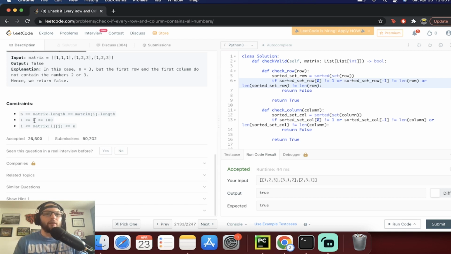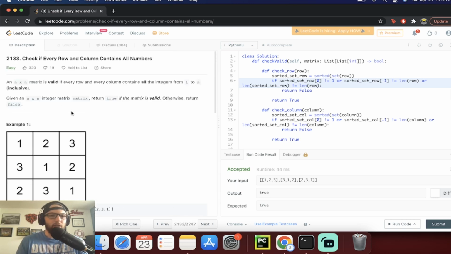So n is going to be equal to 1 or 100, and so on and so forth goes down the line for the columns as well. And then I think that there's another one right here. Yep. So all integers are going to go from 1 to n inclusively. So as long as the sorted row of position 0 is not equal to 1, or the last element in the row is not equal to the length of the row.